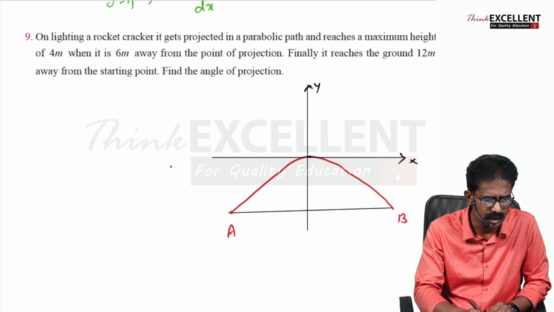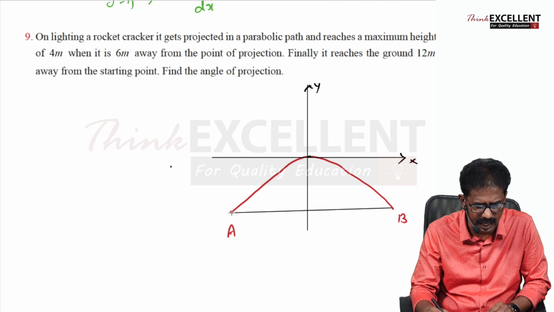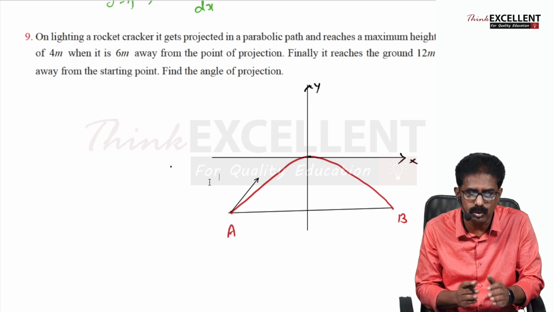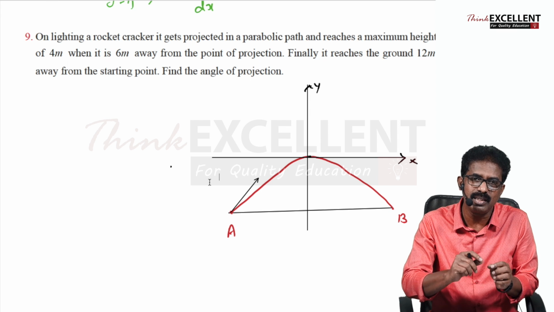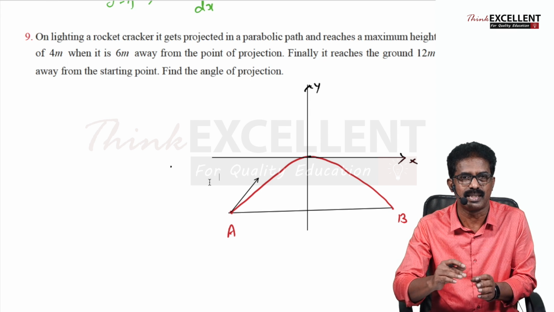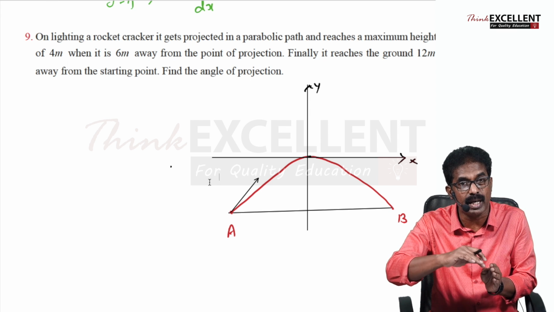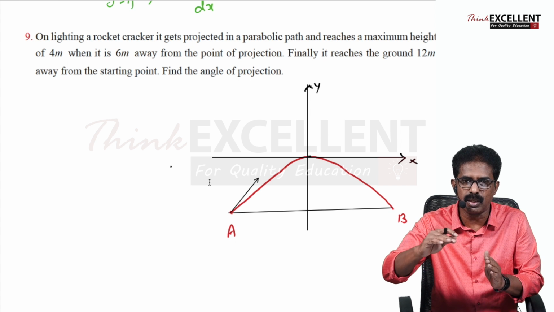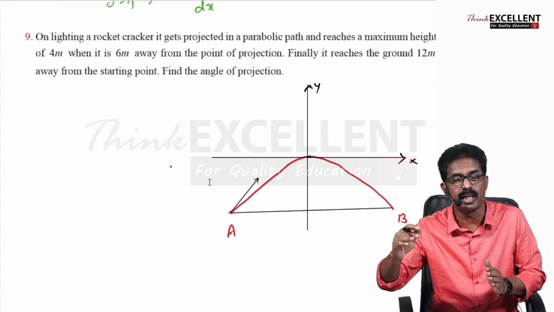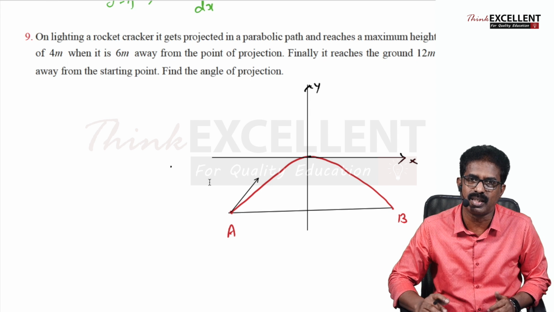Actually, its direction will be like this. The cracker you keep like this, okay? You keep like this. But it won't go like that, right? Because first you start with maximum velocity, then velocity gradually decreases. That is why it takes the parabolic path. It won't go straight. So after some time it moves in the parabolic form, reaches the maximum height, then changes the direction and falls on the ground.